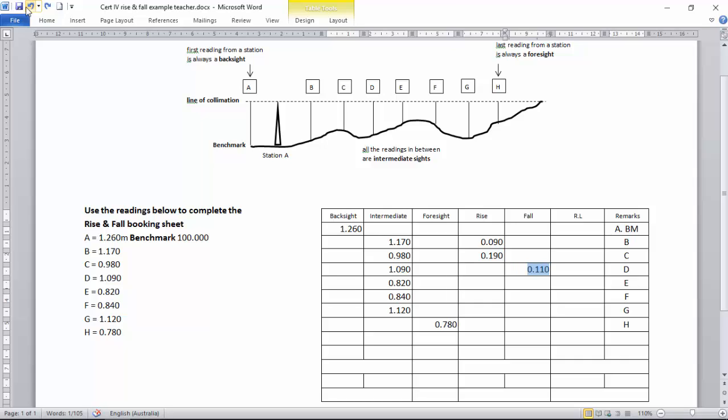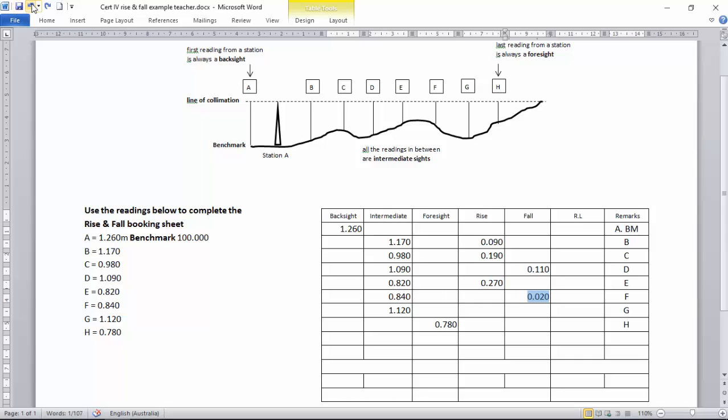We do that with D. We can see there's a little bit of a fall there. So these sizes are very relevant to rises and falls. Okay, it's very important that the sizes are entered in the correct columns for rises and for falls. Then we went from 1 meter and 90 to 820, and we can see that that's also a rise, because the numbers are reducing, so we're going up closer to our line of collimation.